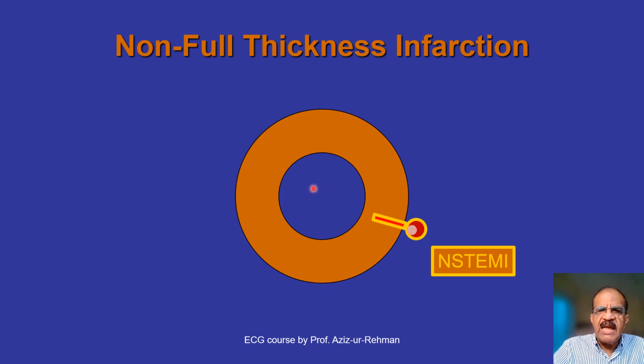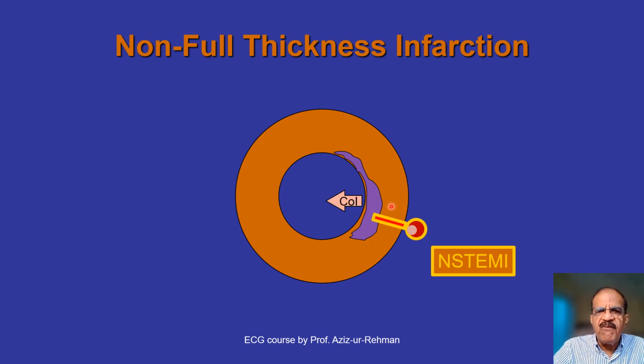Now let's take the example of non-full thickness infarction. This is the clot. It is causing only 60%, 50% occlusion. It would compromise circulation, and infarction would start from the endocardium, but it might not reach the surface. So it would cause non-full thickness infarction, and it would cause non-ST segment elevation myocardial infarction. In this case, the changes would be seen.